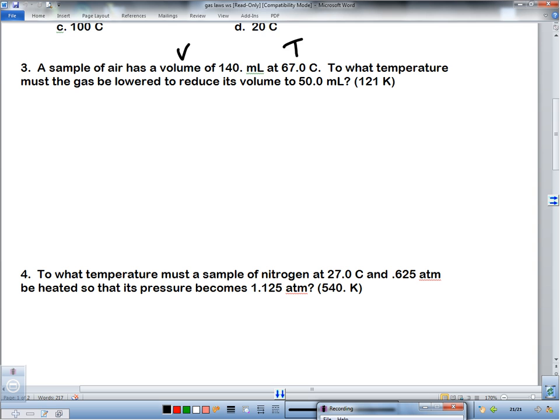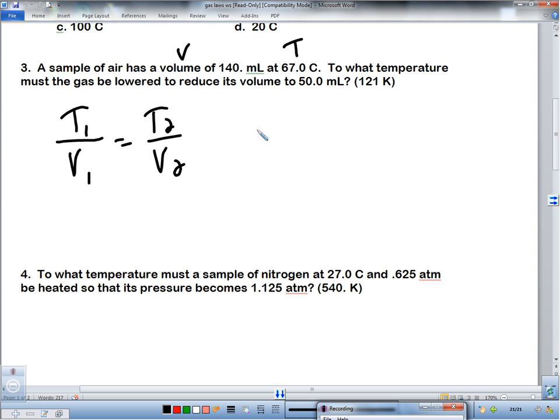Whose law has volume and temperature only, Katie? Charles' law. What's the formula? I think it's slightly different than I just gave you, but you're still right. I think I just gave you T1 over T2 equals V1 over V2, but they're the same because they'd end up rearranging the same. It's not that big of a deal. All right, so we'll use this one. Use either one, it doesn't really matter.